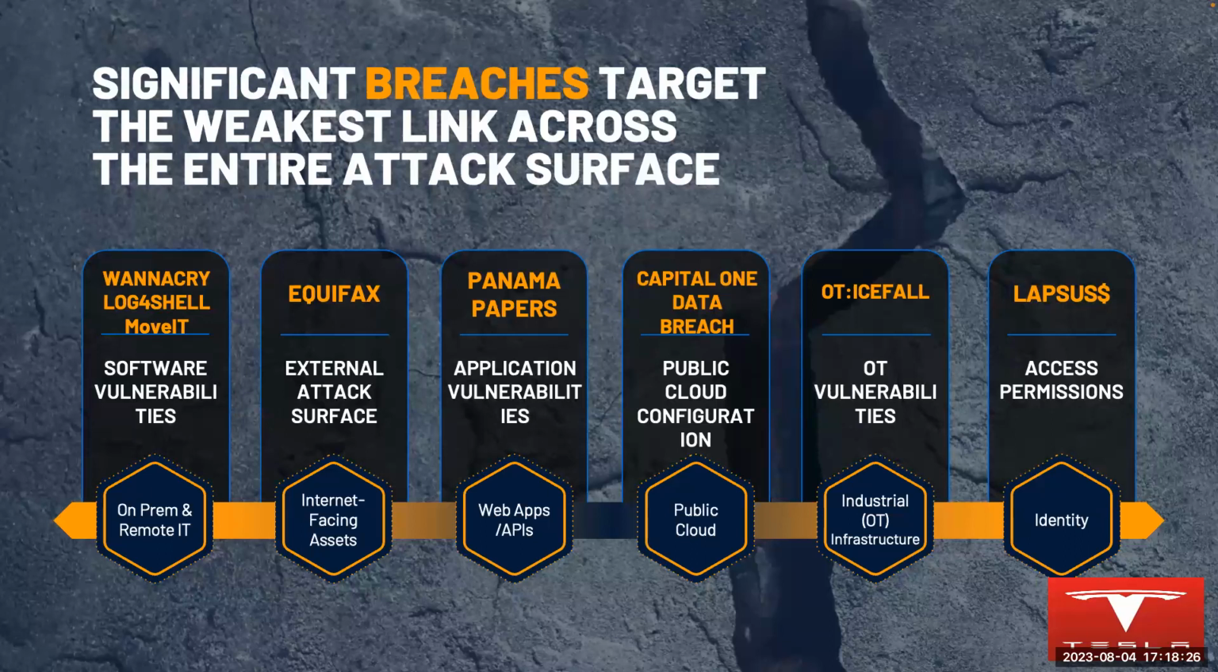The internet-facing service can potentially be running known vulnerable versions of Apache Struts, in the case of Equifax. The Panama Papers showed us that the hackers breached multiple web application vulnerabilities due to outdated Drupal and WordPress systems, while the Capital One data breach was traced back to insecure S3 buckets. When it comes to OT, Icefall revealed 56 critical vulnerabilities across the most widely deployed assets in industrial infrastructure, while the Lapsus$ Okta breach took advantage of over-provisioned access.